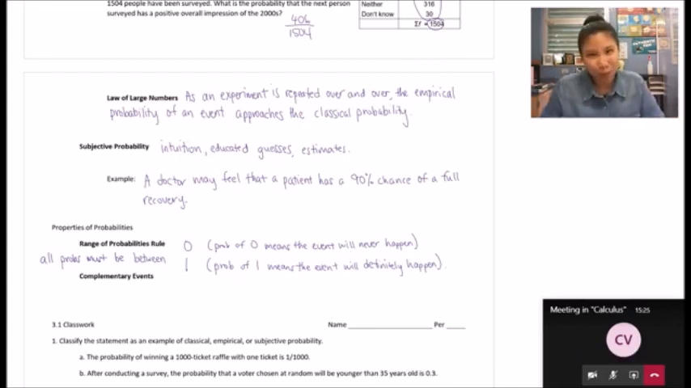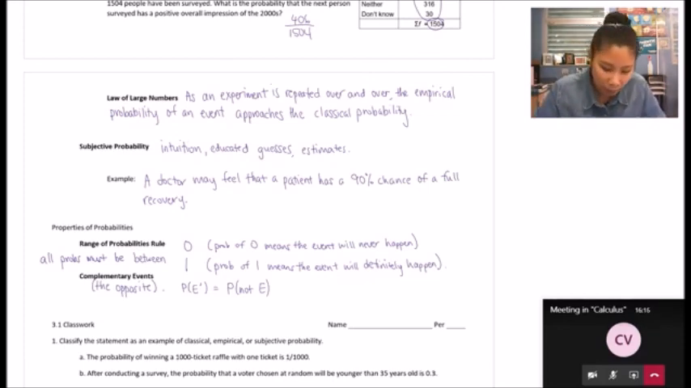And the last thing is complementary events. Complementary just means not like a compliment, like, oh, you look so good today, but complement as in they go with each other. When I say they go with each other, I really mean the opposite. The way we write it in mathematical terms is P of E with a little apostrophe on it. The apostrophe stands for the complement, meaning the opposite. So it's basically the same thing as finding the probability of not event E, the opposite of event E.